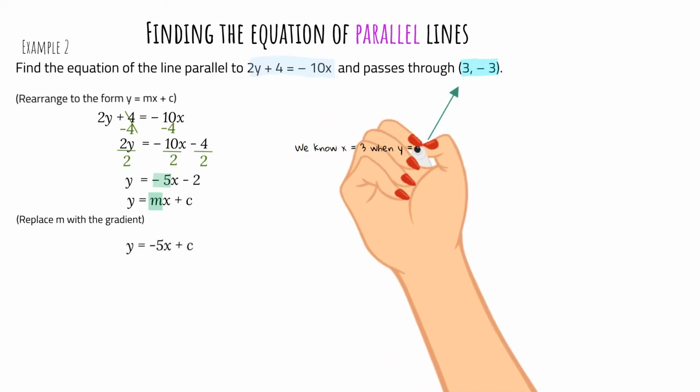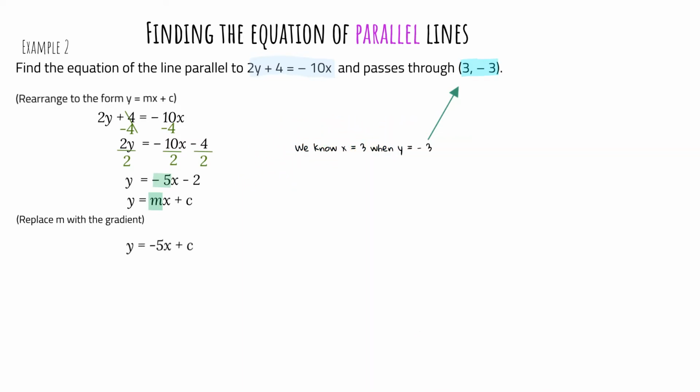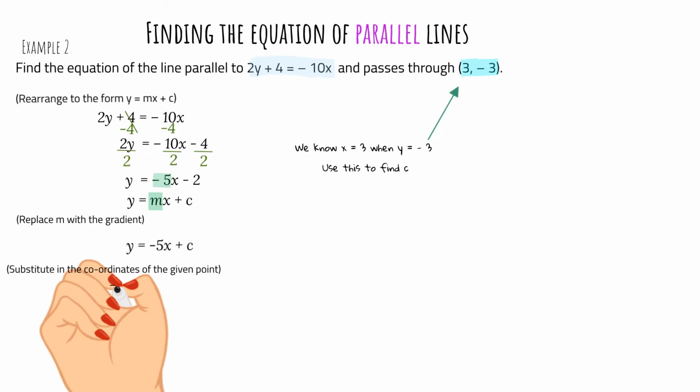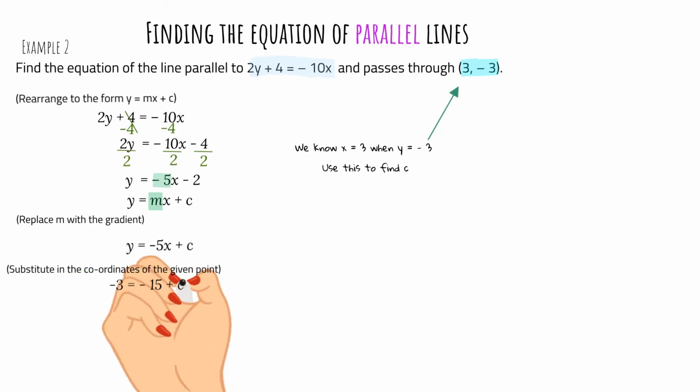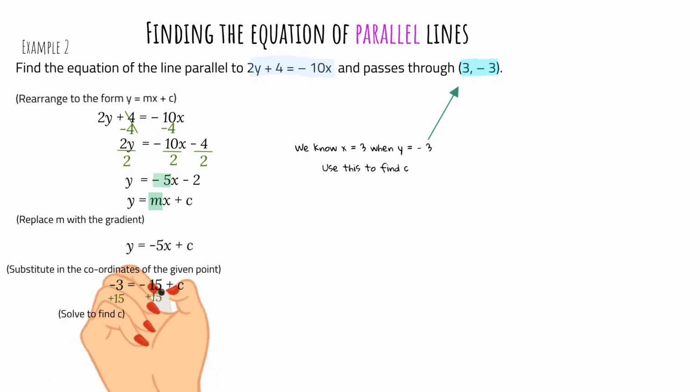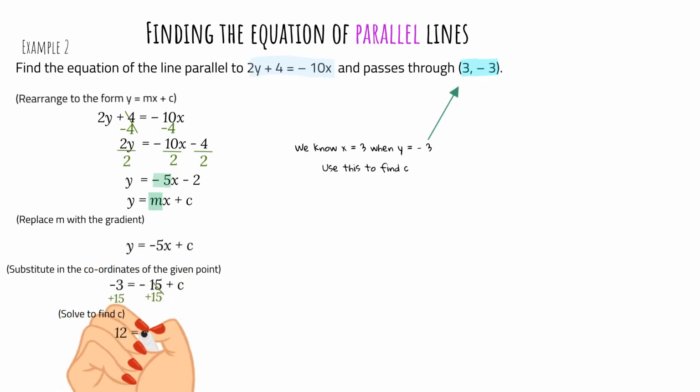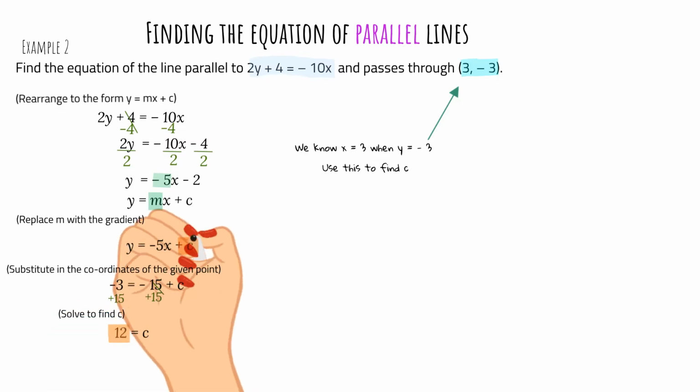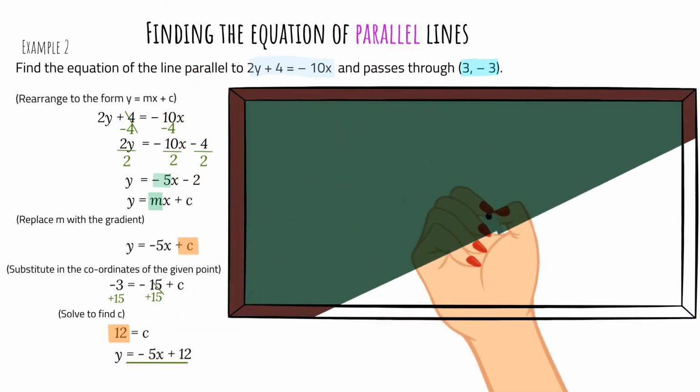So we know x is 3 when y is minus 3. So I'm going to use this to find our specific value of c. When I substitute in those coordinates, I get minus 3 is equal to minus 15 plus c, and now I just need to solve. So I'm going to plus 15 to both sides, and I'm left with 12 is equal to c. And so I have found the equation of my straight line that's parallel to our given line and passes through 3, minus 3, and it is y is equal to minus 5x plus 12.